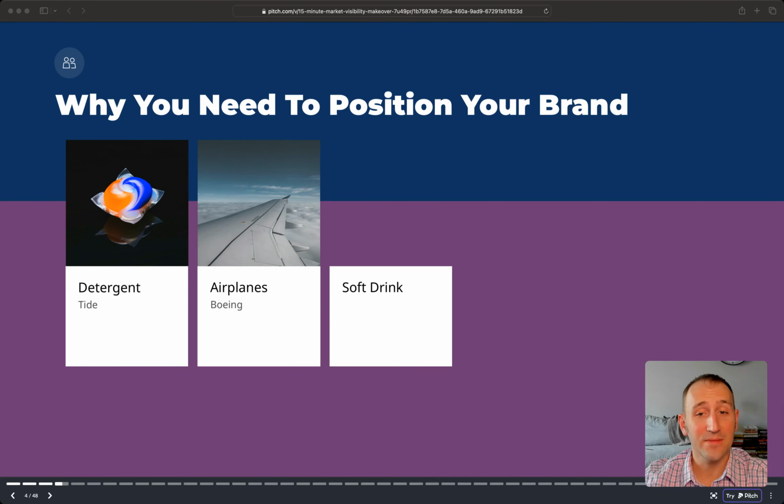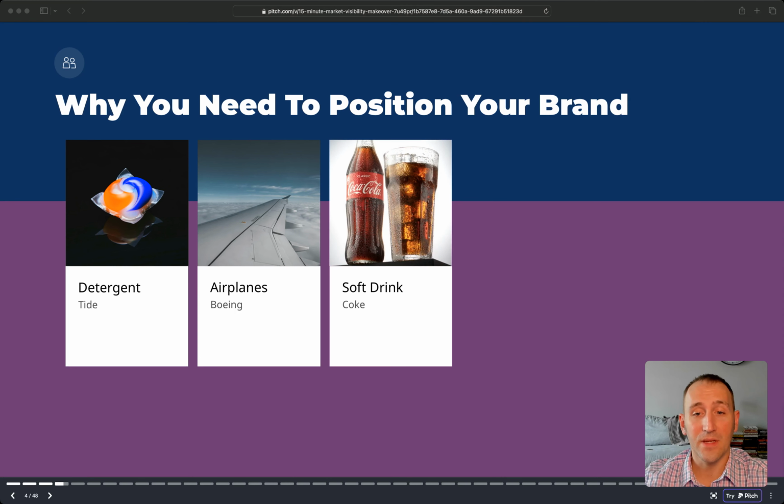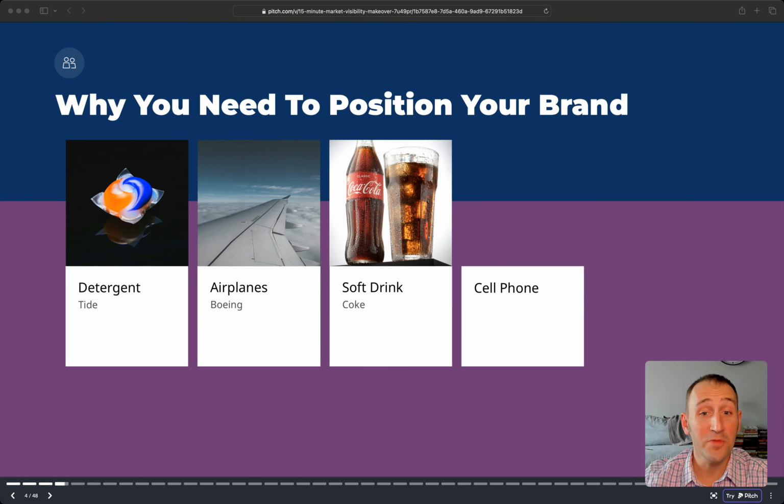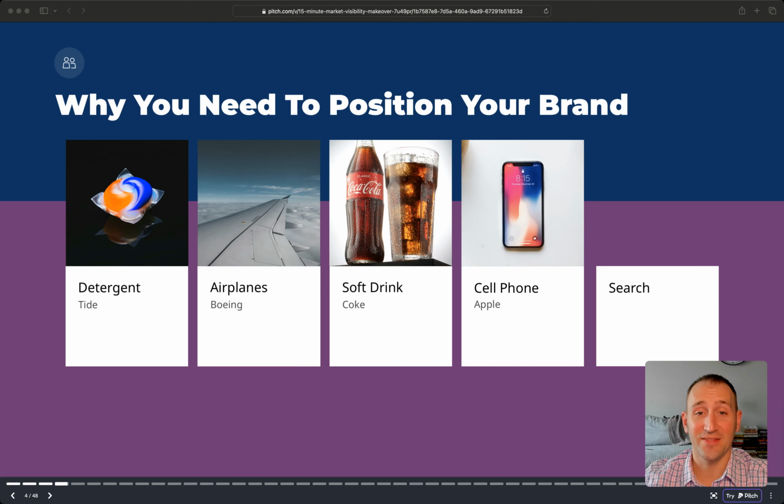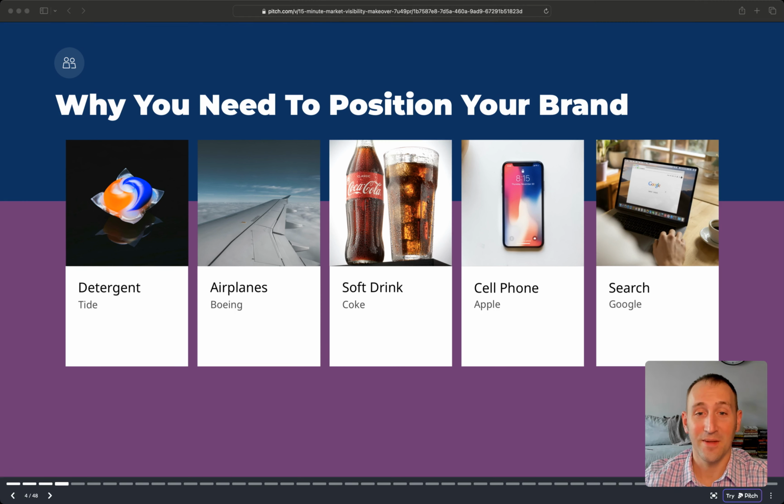Soft drinks? Now, this might be a split, but most are going to say Coca-Cola. Cell phones? Again, a split depending on who you talk to, but most are going to say iPhones. But I know a bunch of people, especially in this group, are probably going to say Android. Lastly, search engines. Most of you said Yahoo, right? I'm just kidding. Google, but these days people might be saying ChatGPT.